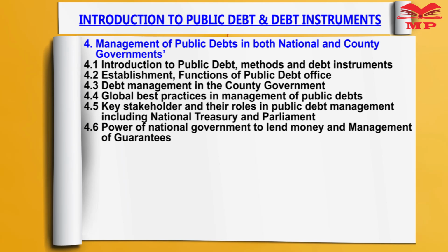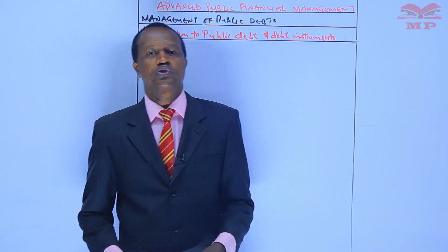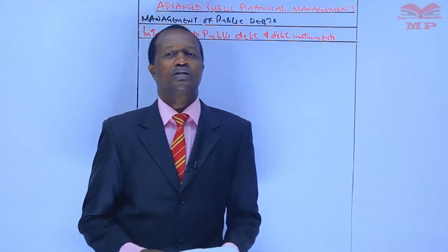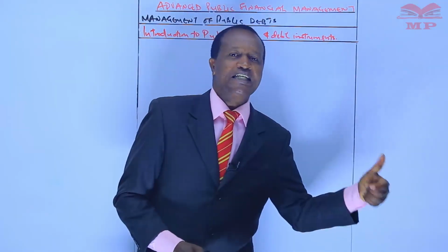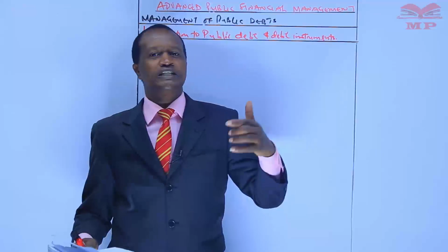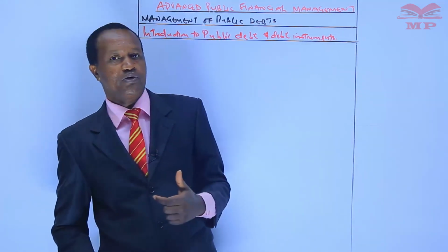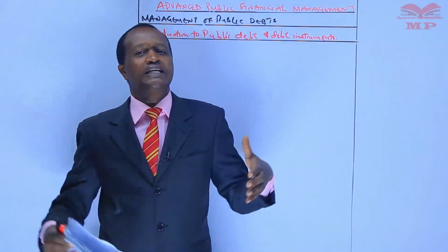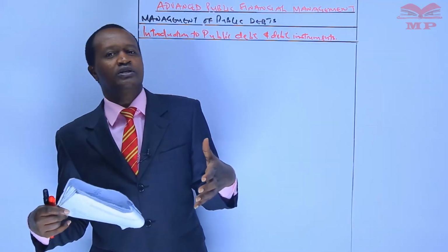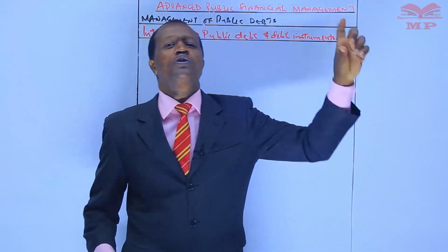Today we'll do the introduction to public debt, and then we will outline the debt instruments. Now, candidates, public debt, also known as government debt or national debt, sometimes referred to as sovereign debt, is the total amount of debt owed at a point in time by government or county government. All right? So government debt or public debt can be owed to lenders within the country, or it can be owed to foreign lenders. That is the domestic debt and foreign debt.